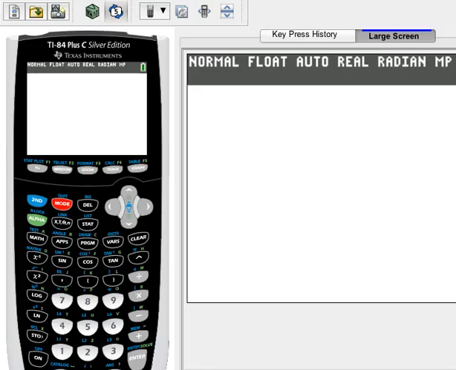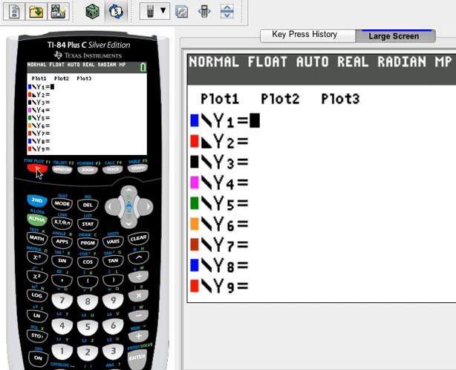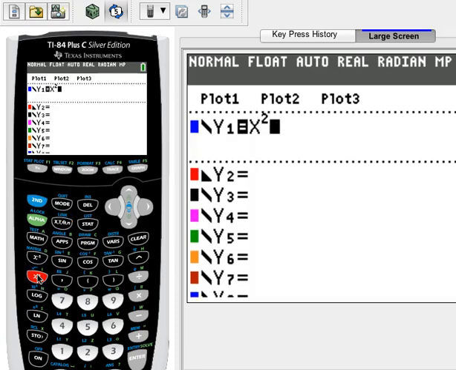So if I'm trying to solve a polynomial using the graphing calculator, the first thing I have to do is actually graph it. So I go to my graphing menu and I type in the function. So in this case, x squared plus 2x minus 7. All right, and graph.